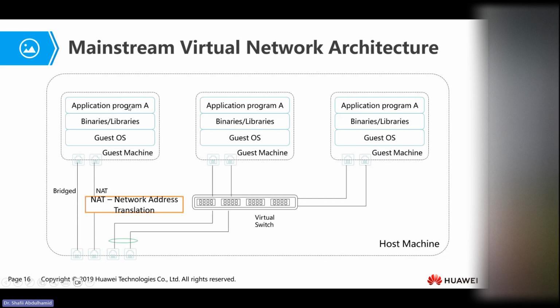You can have all your application programs running on the guest operating system, which is on the guest virtual machine. Now, the communication between these virtual machines will have to go through a virtual switch. So if this virtual machine wants to communicate with the next virtual machine, it will have to go through a virtual switch.